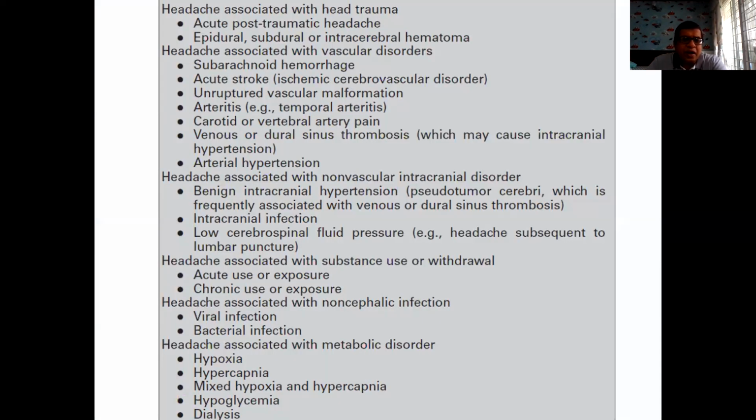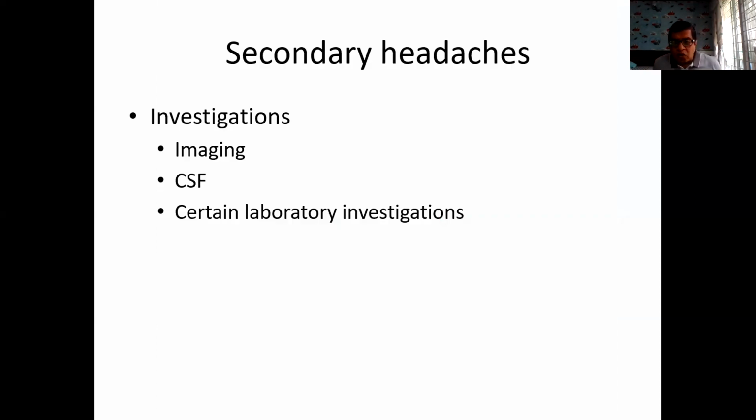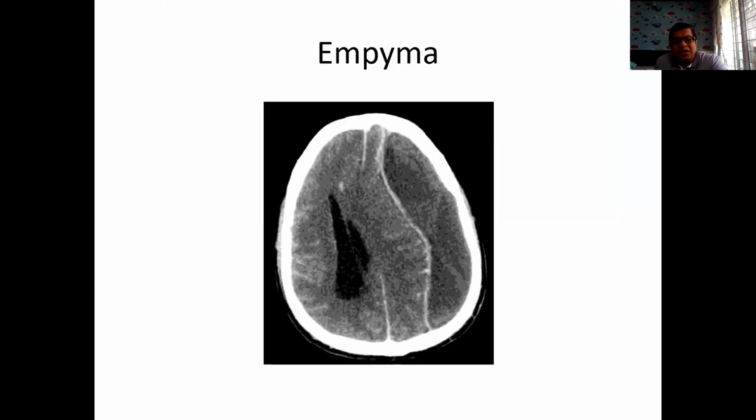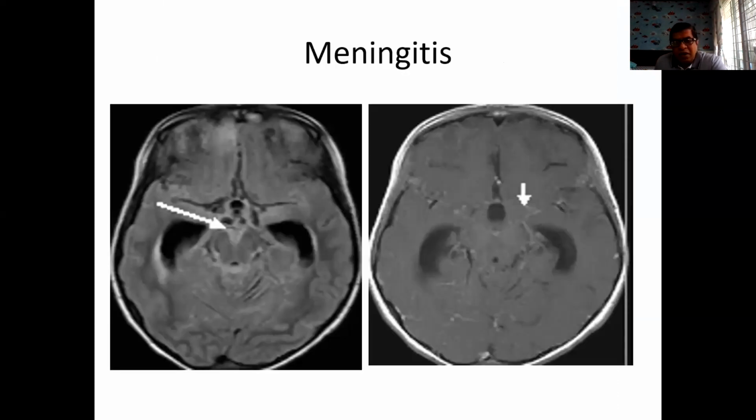And then the secondary headaches have been classified in various types. Again, I'm not going into detail. All of us have read this International Headache Society classification many times. Secondary headaches are usually diagnosed on the basis of investigations like imaging, CSF, and certain lab parameters. And then we can get these disorders like empyema. This patient actually had Salmonella typhi empyema, and then various types of meningitis. This girl has carcinomatous meningitis, but it was diagnosed on the basis of imaging and CSF.